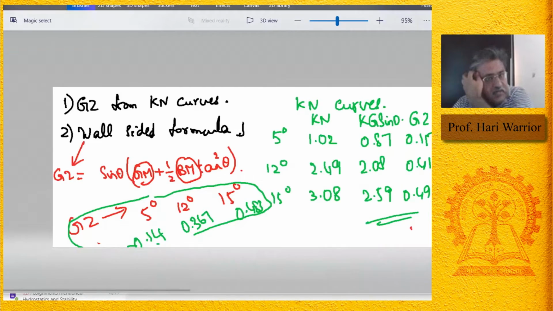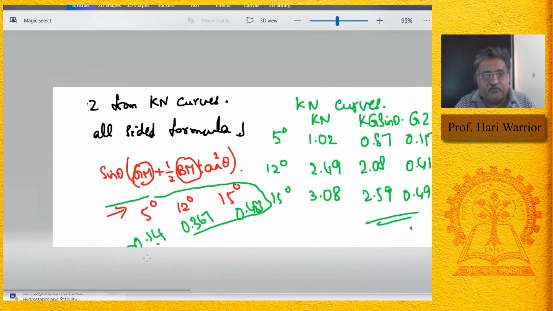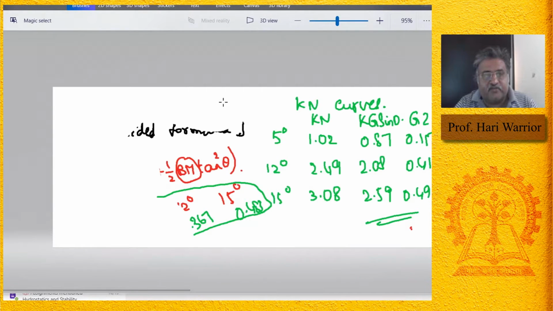Okay, so let's start again. Somehow it ended abruptly. We were seeing how we can get the GZ from two methods. You can get it from the KN curves or from the wall-sided formula. So these are two methods used to get the GZ curves. Now let us go further into a little bit of GZ.